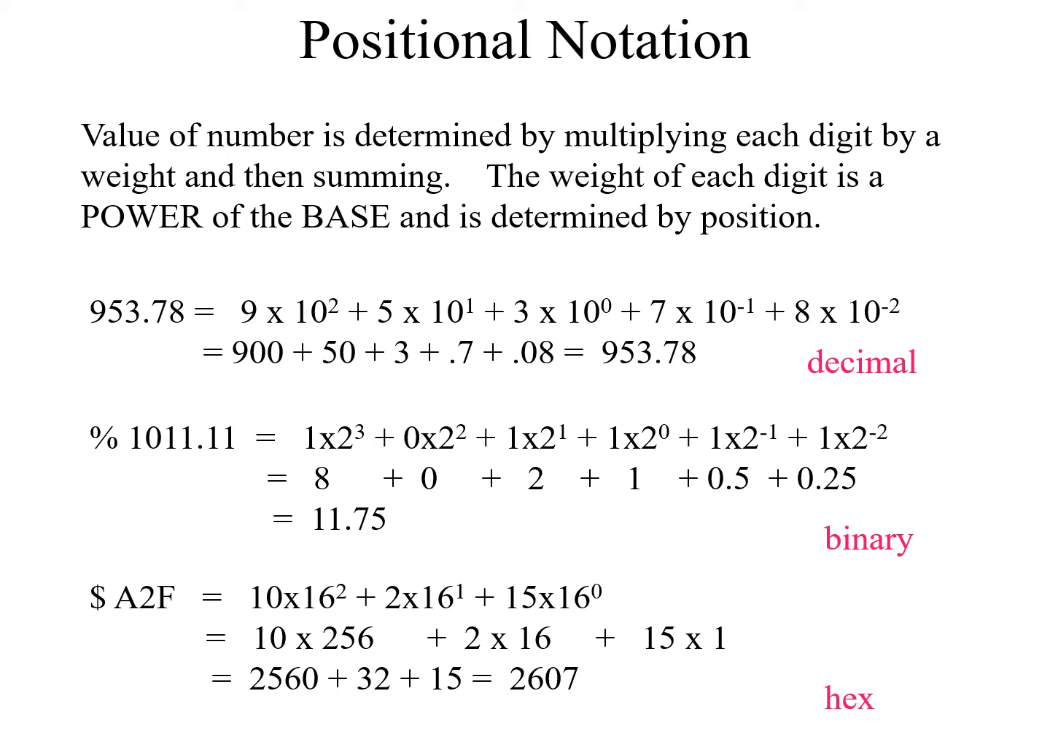Similarly, binary number 1011.11 is also multiplied by the base with the power starting from the right, 2 raised to power 0, then 2 raised to power 1, 2 raised to power 2, then 2 raised to power 3. Then at the decimal point we write the plus symbol, and then after the decimal point we have the digit 1 which is multiplied by the negative power of the base, that is 2 raised to power minus 1.